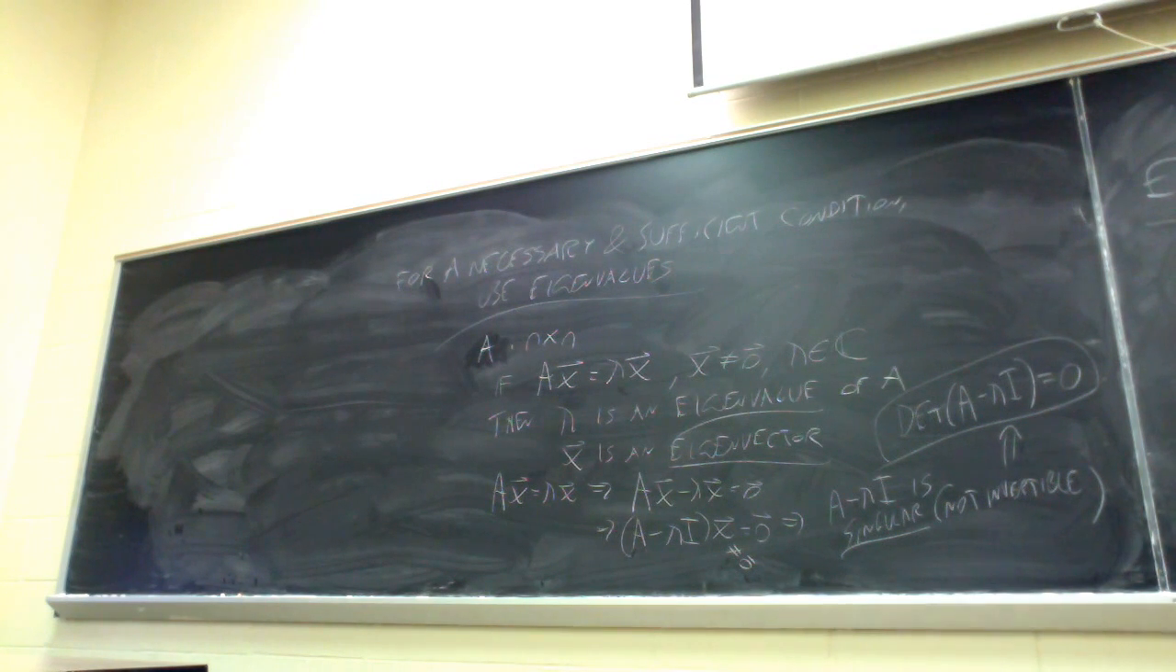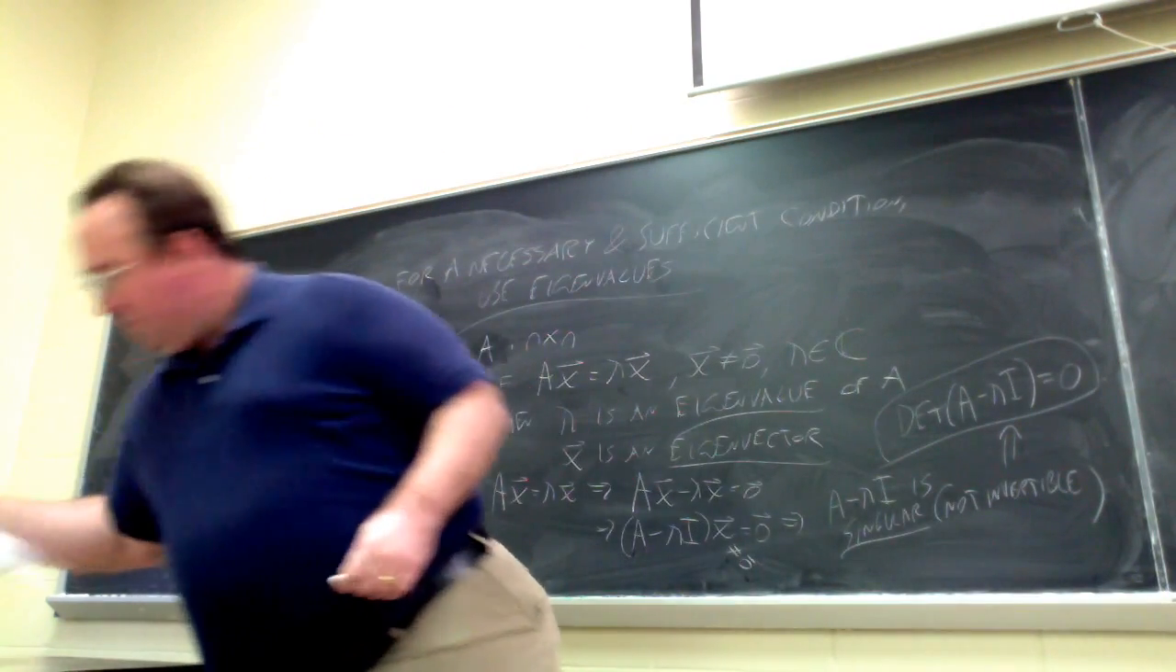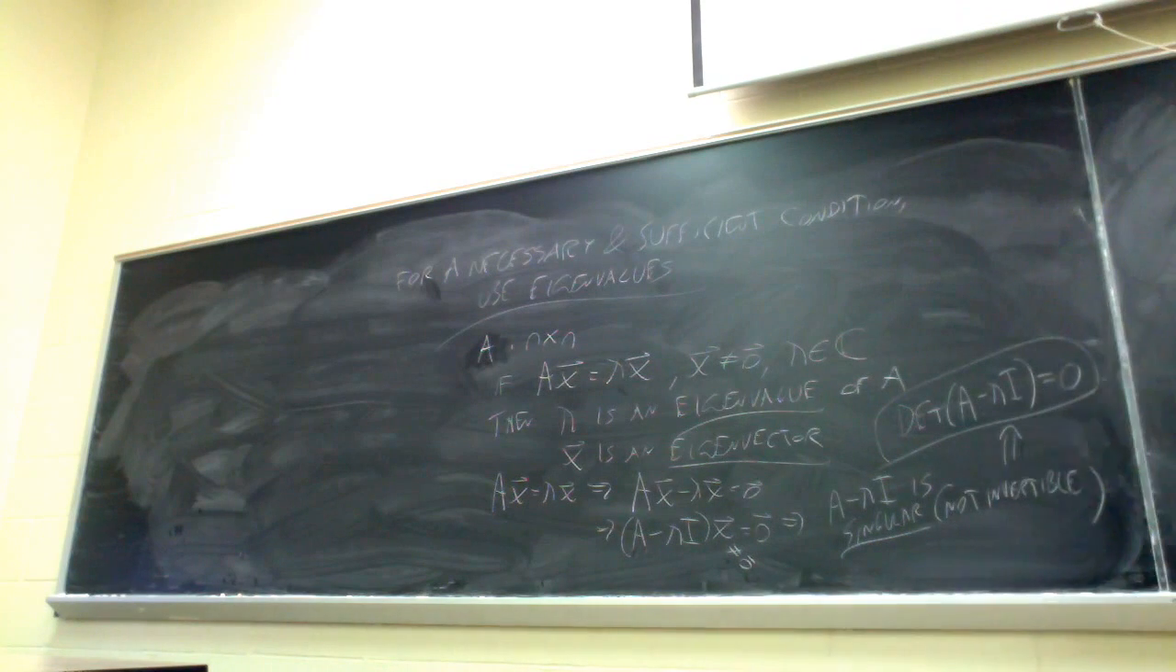Now, what's interesting is when you write out the determinant of A minus lambda times identity, it's a polynomial. So if A is n by n.